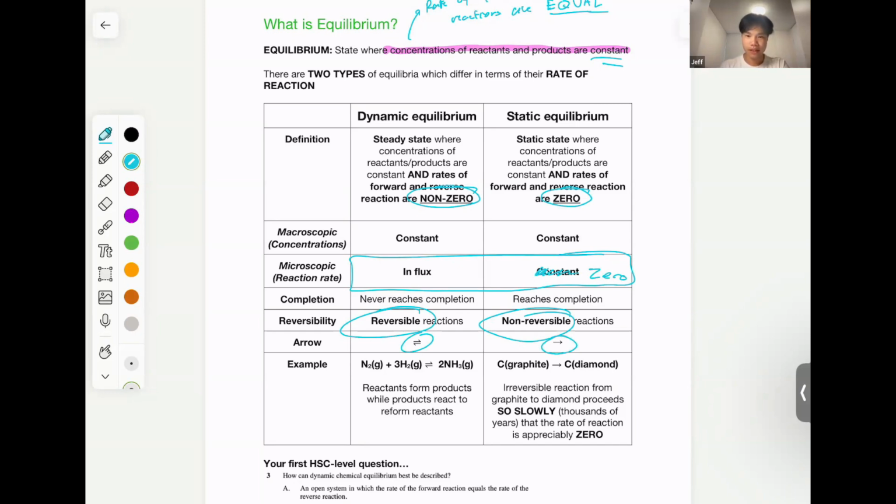Okay. Any questions on equilibria, dynamic or static? All right.